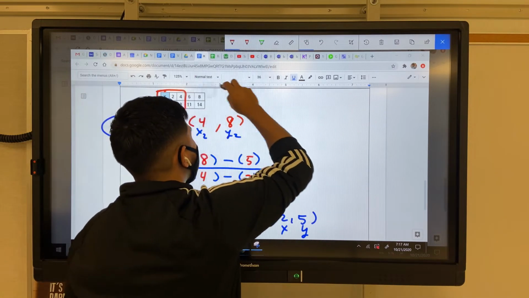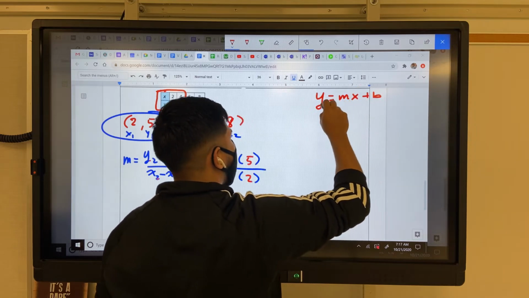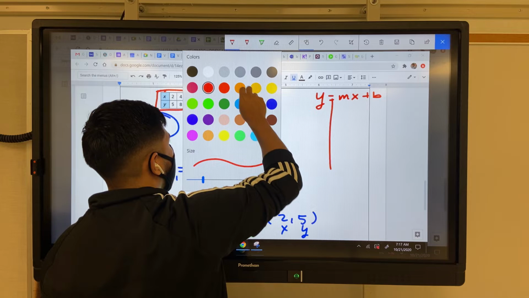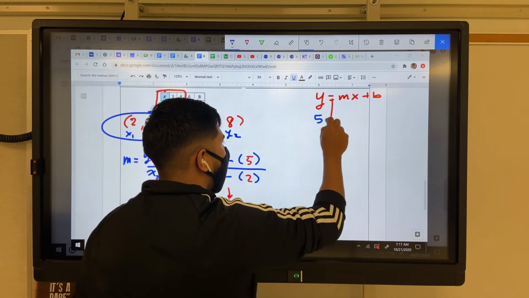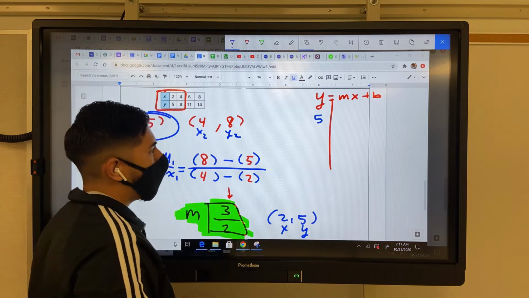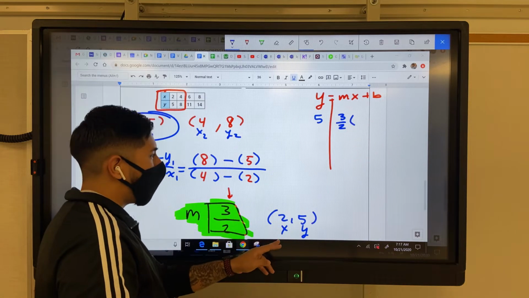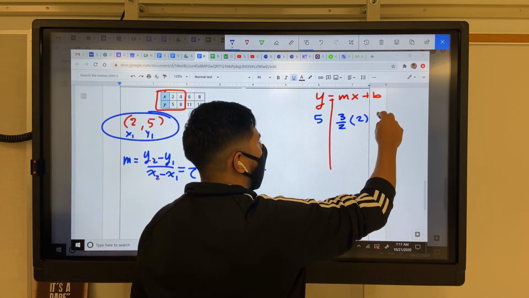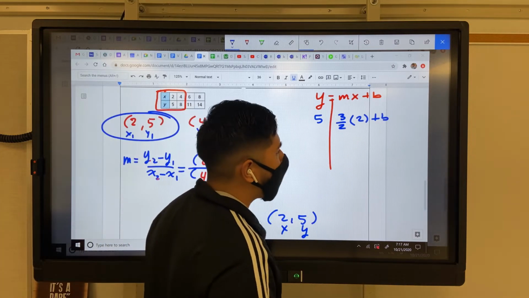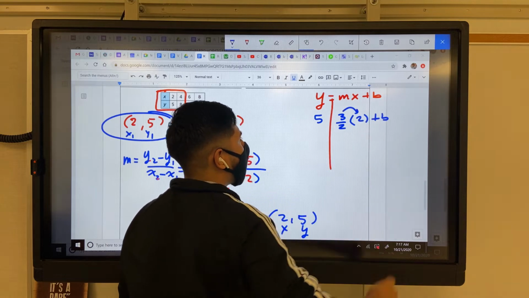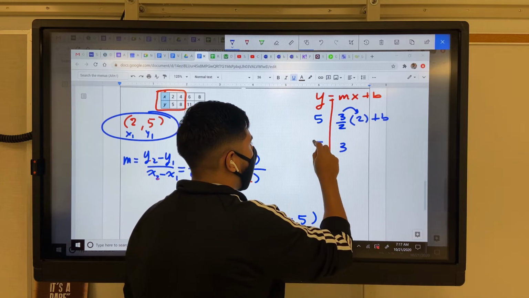Bringing down the slope-intercept form, we got y equals mx plus b. Who is my y value? Boom, 5. Who is my m value? 3 over 2. Parentheses, my x value, 2 plus b. And then we should be already familiar with what to do. We got 3 over 2 times 2, which is 3. Use your calculator, bring everything down.